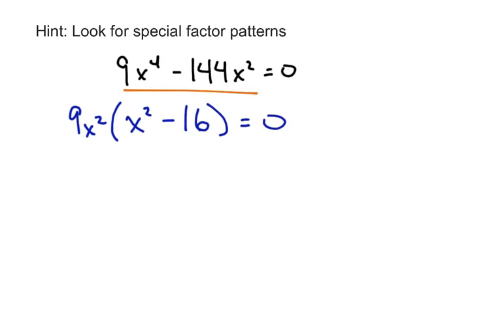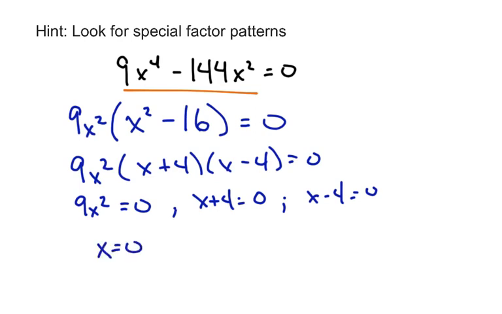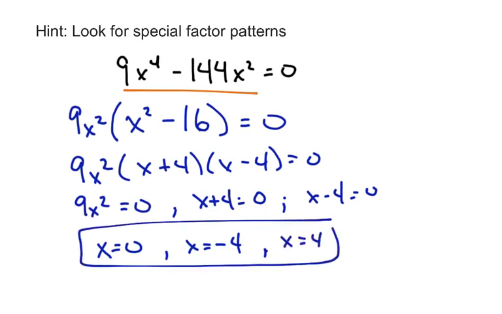In the middle, there's the difference of two squares. So we factor again into x plus 4 and x minus 4. Set each factor equal to 0. And solve. This would just mean x equals 0, x equals negative 4, or x equals positive 4.